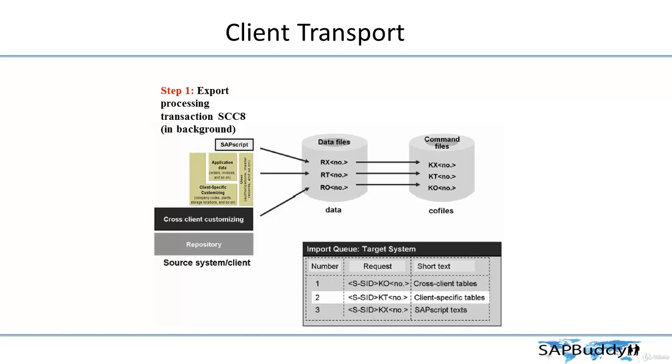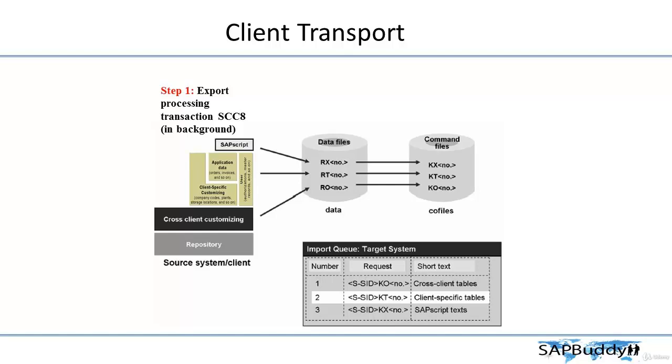The first one is the RX number. This is basically related to SAP scripts. Then we have RT. This file consists of client specific data. Then we have RO, that is client independent data, that is cross client customizing data. So you need to remember this one quite carefully.